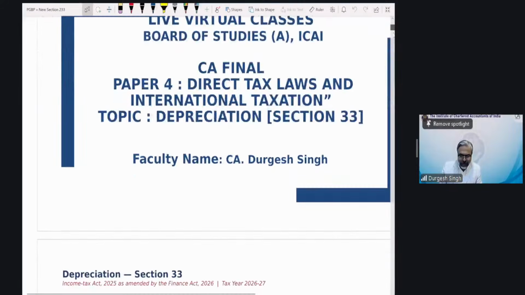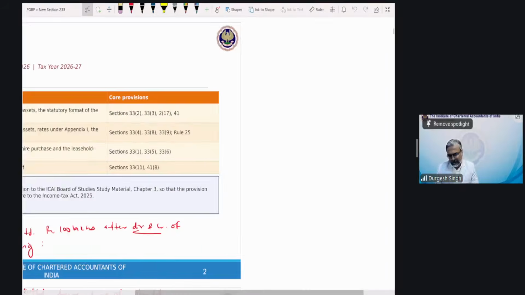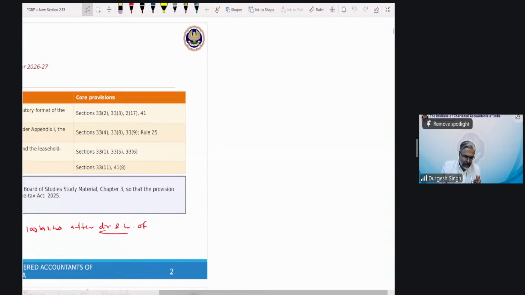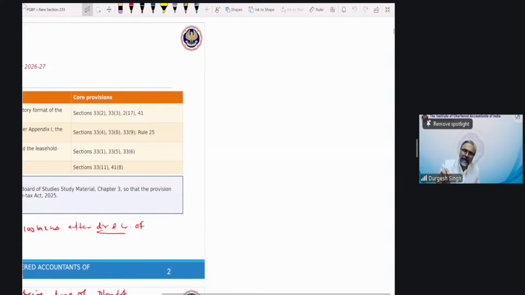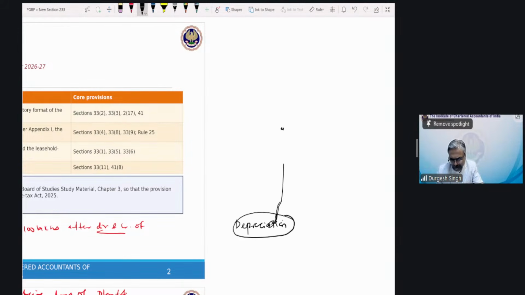Now, students, please pay attention, every one of you. In the context of depreciation, this is precisely how you will always revise two parts of the discussion of depreciation, and you will get the question in the examination in either of these two parts. So what are those two parts? For depreciation allowance, you can take a note of it over here.